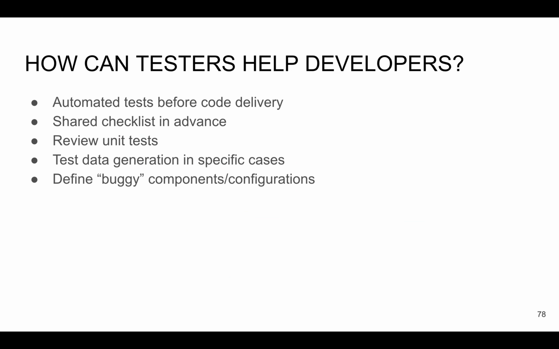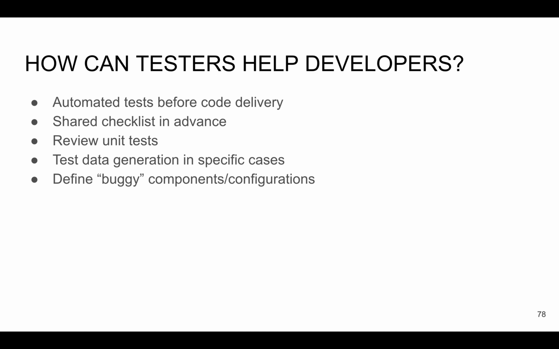So how can testers help developers in development? Testers can start creating automated tests even before code delivery. It means that when we have requirements, they can start writing tests based on these requirements, and then we will implement functionality which should be tested by these automated tests. An important part is sharing the checklist in advance. Developers and QAs can discuss what should be implemented and how it should be implemented, and then the product will be implemented based on this checklist and requirements.